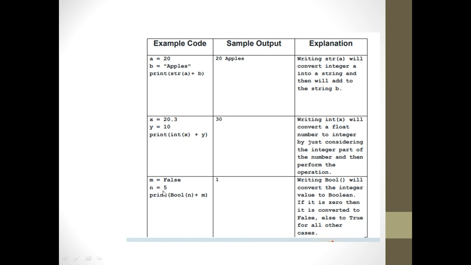M is equal to false, N is equal to 5. Bool of N means here I am converting this number 5 to a Boolean value. So how do I convert an integer to a Boolean? Integer 0 is taken as false. Everything higher than 0 is considered as a 1, is considered as true. So now it became true plus false, which will again give me a value 1.